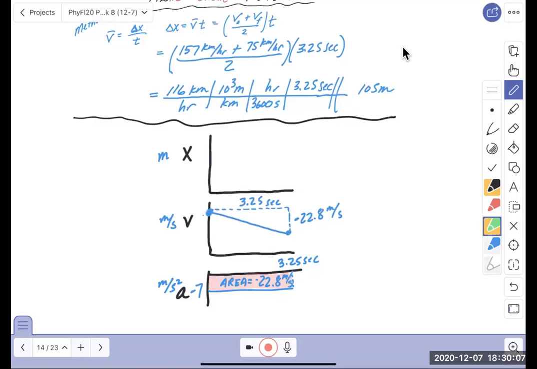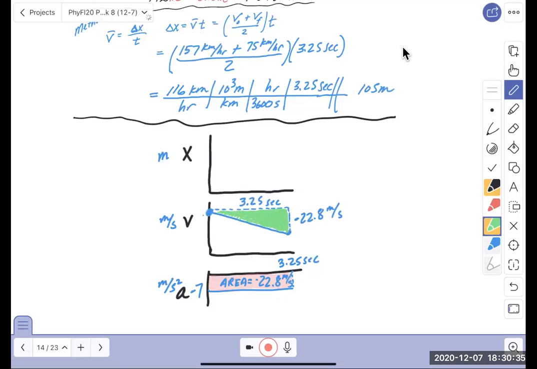So if I find this area here, I find the area of this right triangle, that'll tell me how much distance it traveled between the two times. I don't know the ultimate distance. I don't have the precision, but it'll give me how far it went in those 3.25 seconds, as that velocity was slowing down.